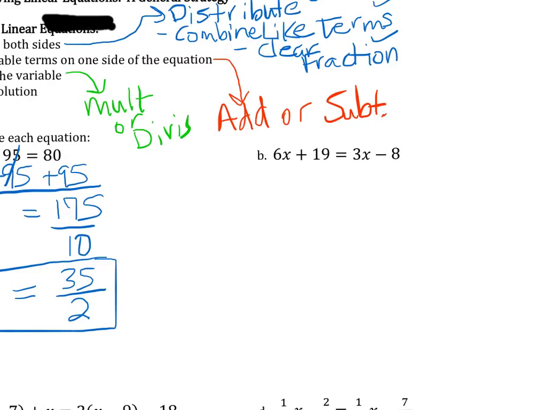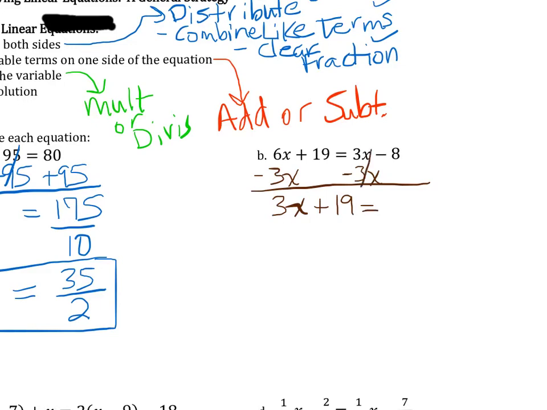Now, I have x's on both sides. I'm going to pick a side. I usually pick the side with the larger variable term, like the 6x is definitely bigger than the 3x. So instead of having this 3x on the right-hand side, I want it to be on the left-hand side, so I'm going to do the opposite of that positive 3x, which is a minus 3x. So I'm going to subtract 3x from both sides. 6x minus 3x is 3x.